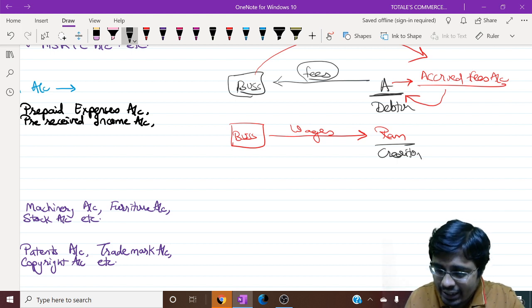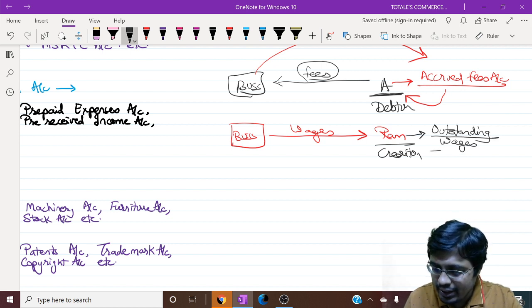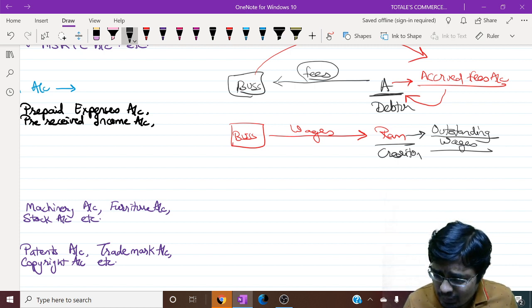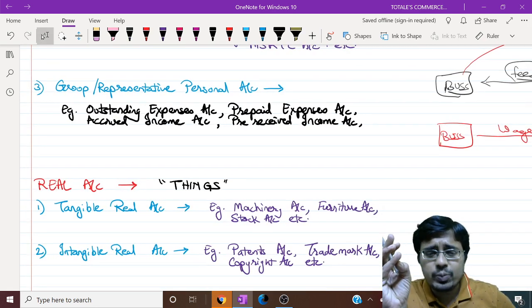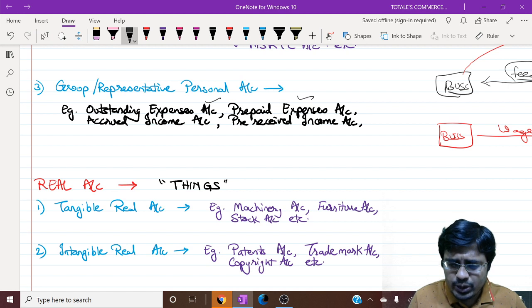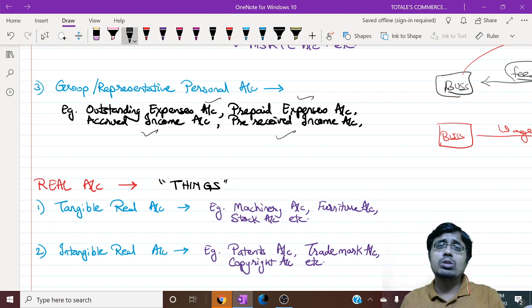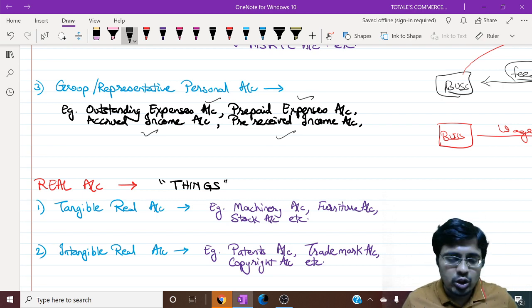So instead of carrying that headache, we can represent Mr. Ram by the name outstanding wages account. Wages due but not paid, that is outstanding wages account. Expenses due but not paid are outstanding expenses account. So simple. So this becomes a representative personal account for Ram. So all outstanding expenses, all prepaid expenses, all accrued incomes and all pre-received incomes are group or representative personal accounts. It will also include accounts like sundry debtors and sundry creditors as well. Now let's move on to the next type.